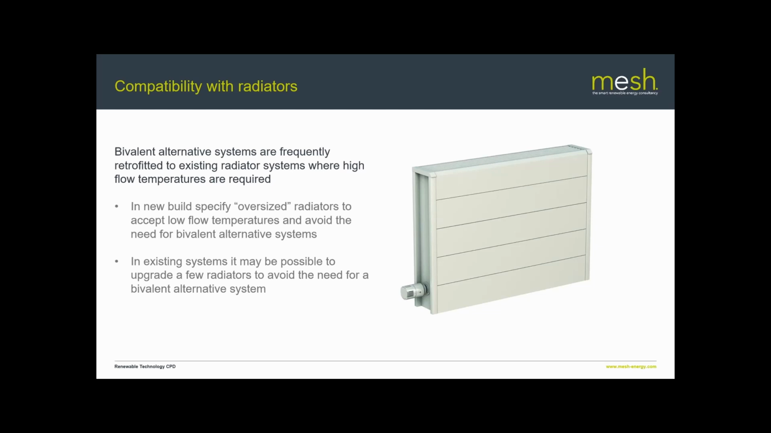If you've got existing systems, think about whether it's possible to just replace a few key radiators and still meet the heating demands of the room. Because it might well be that the living room radiator is too small, and maybe one other radiator somewhere else in the house is too small, but actually all the other radiators were sufficiently oversized when the building was first built that you could get away with the lower flow temperatures from a monovalent system. And again, you could potentially, just by changing a couple of radiators, avoid the need for a bivalent system entirely.